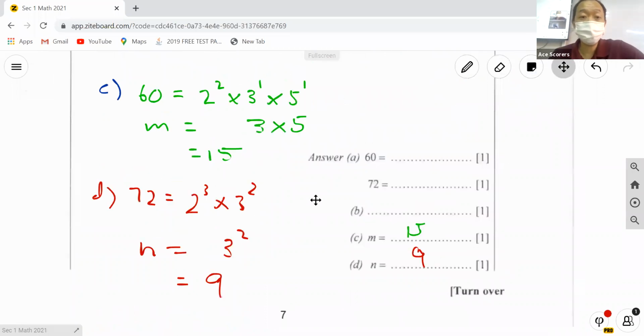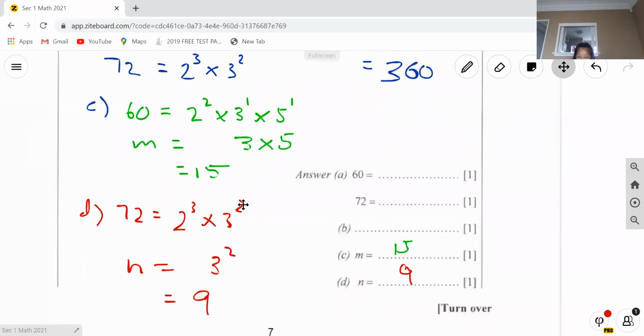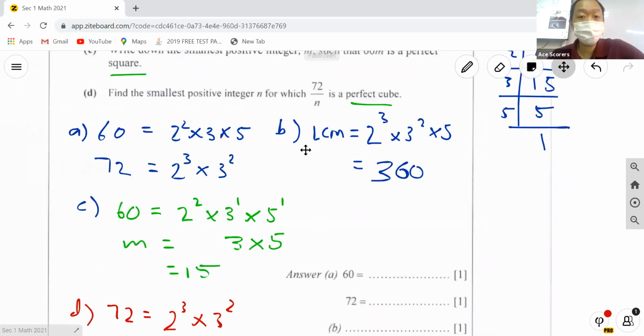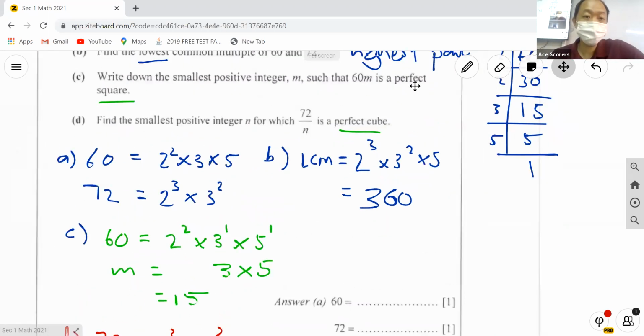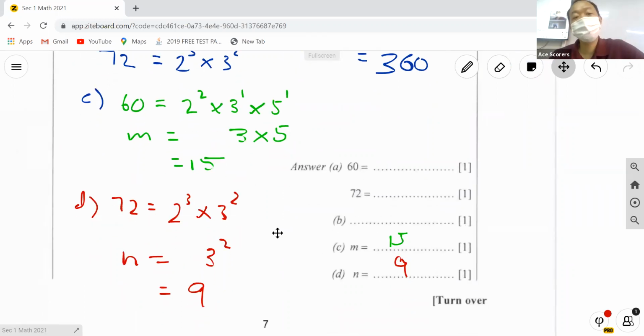Understand? Because they say divide, they're asking you, what do I need to throw away so that it becomes a perfect cube? I need to throw away this. Here, they ask what do I need to add to make it a perfect square? So add means I add a 3, add a 5, so it becomes a perfect square. See that? This one, no ice cream.